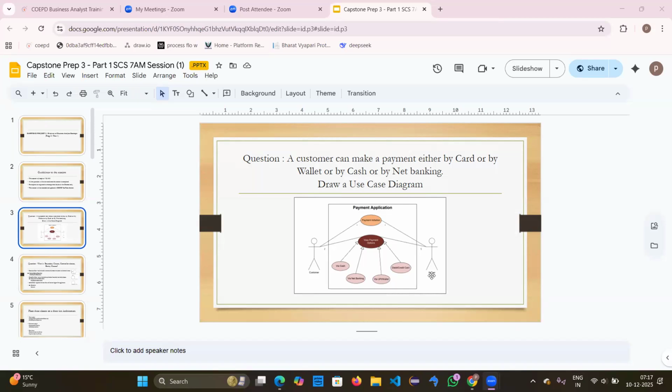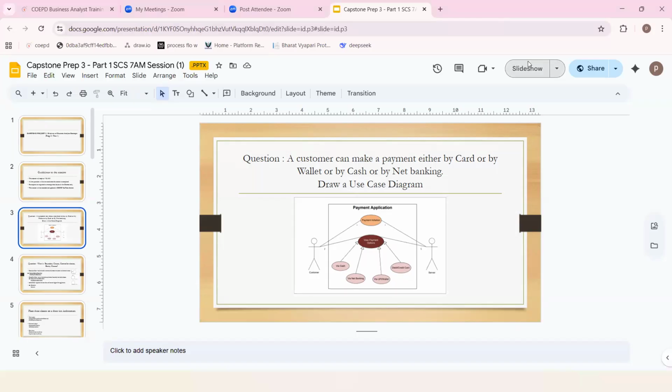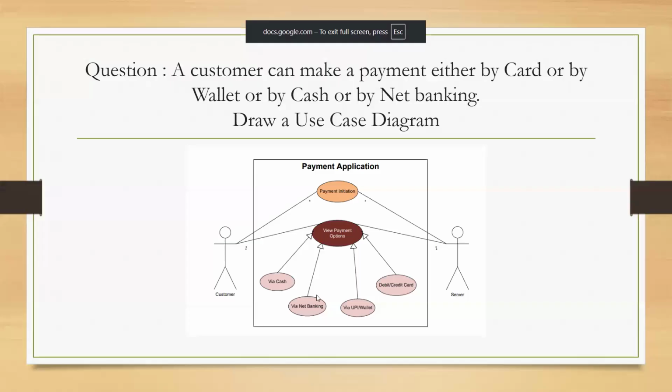For example, we'll be using the generalization type in payment. Generalization is where we give the user an option so that he can choose any one option and do the payment. In that context, we'll be using generalization. You need to know why we are using generalization also. This is the way you need to draw a use case diagram in the first question.